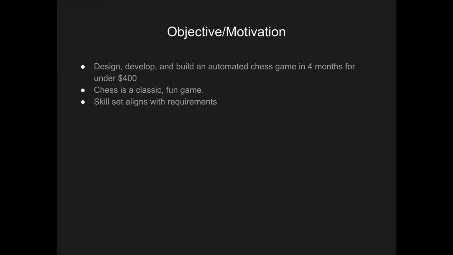Next, for objective motivation. We chose to build an automated chessboard over the course of this semester with a budget of $400. We wanted to build an automated chessboard because chess is a classic, fun, and challenging game that appeals to an international audience. We also thought our collective skill sets and experience would complement the tasks associated with conquering such a project.